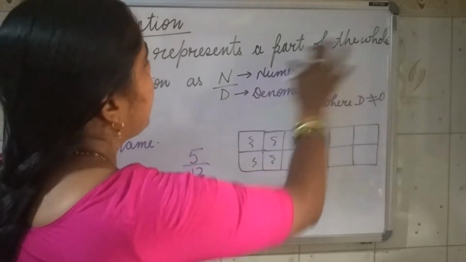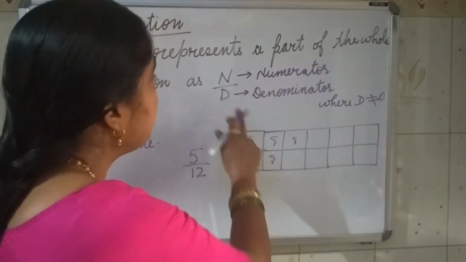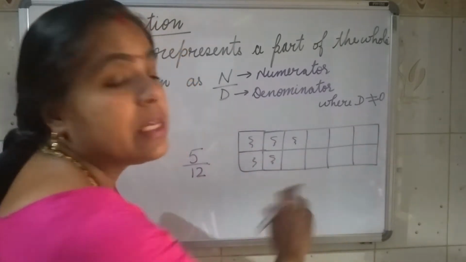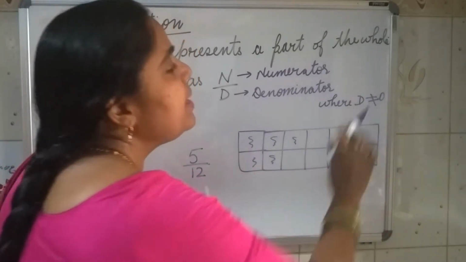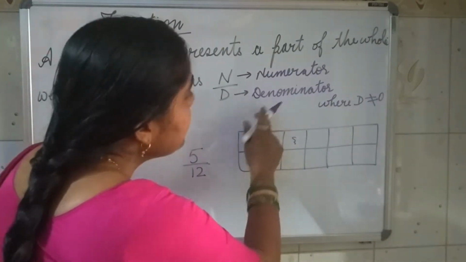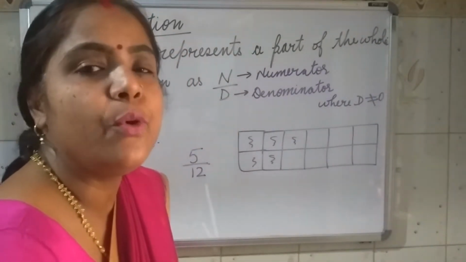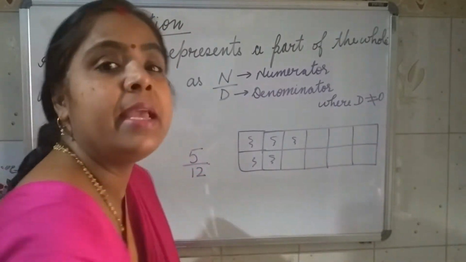A fraction represents a part of a whole. The numerator means the number of parts taken or shaded, and the denominator is the total number of parts a whole is divided into. Now here a condition applies: the denominator should not be 0. Why? What is the denominator? The number of parts a whole is divided into. Are you able to divide any whole into 0 parts? No. So that's why the denominator should never be 0.